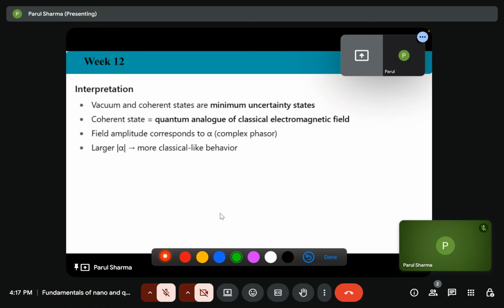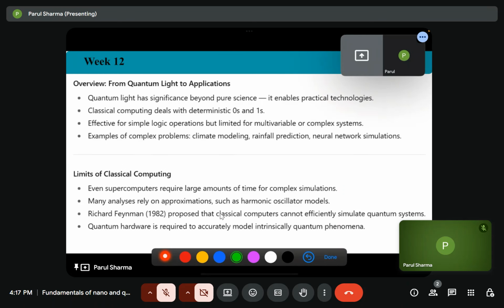So now we will deal with the quantum light, that is the Hanbury Brown and Twiss experiment, the HBT experiment. Quantum light has significance beyond pure science. It enables practical capabilities.